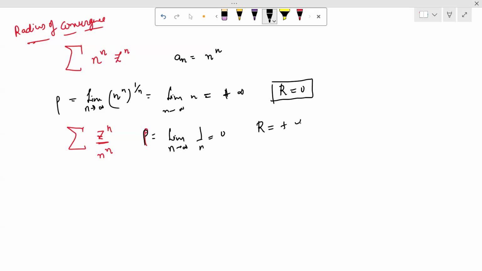This converges absolutely, this converges everywhere, because the radius of convergence is infinity. It implies that the open disk centered at 0 with radius infinity covers the entire finite complex plane.